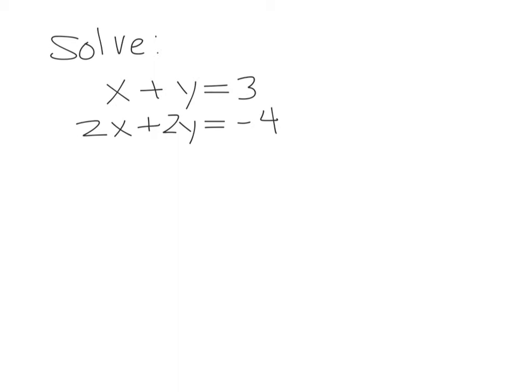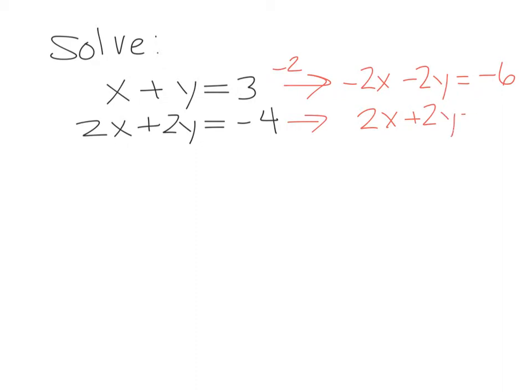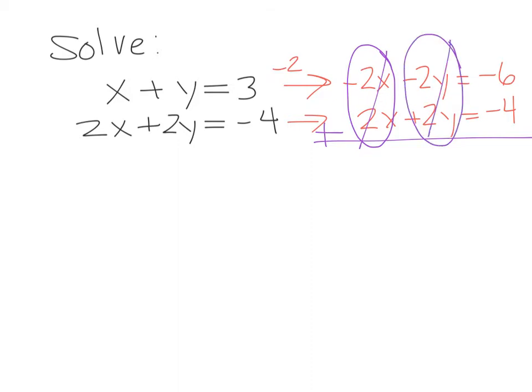Okay, so again, I want you to solve this, and I want you to do the addition or the elimination method. Okay, so I'm going to multiply the top equation by a -2 so that I can get opposites. So when I do that, I have to do x times -2, and y times -2, and 3 times -2. The bottom equation does not need to be multiplied because I already have opposites. Okay, once you have opposites, you can add your 2 equations together. So when you do that, -2x and +2x eliminate and make 0. -2y and +2y eliminate and make 0.